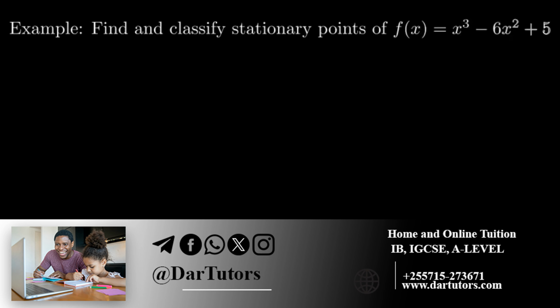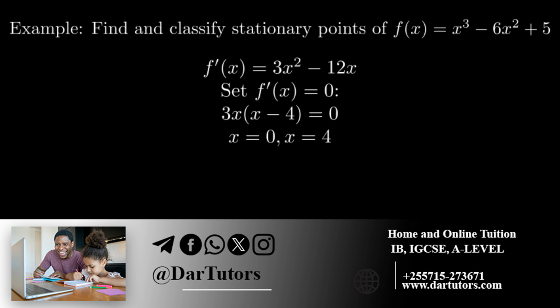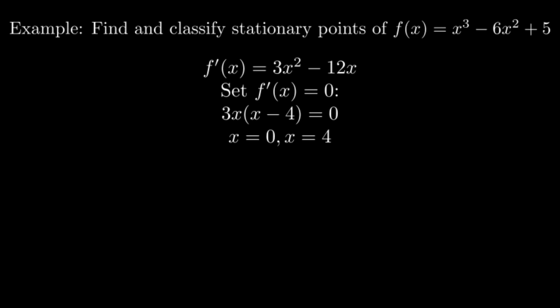Let's apply this test to our running example. Let's find and classify the stationary points of f of x equals x cubed minus 6x squared plus 5. Step 1 is to find the stationary points by setting the first derivative to 0. We already found the first derivative is 3x squared minus 12x. Setting this to 0, we can factor out 3x to get 3x times the quantity x minus 4 equals 0. This gives us two stationary points, x equals 0 and x equals 4.